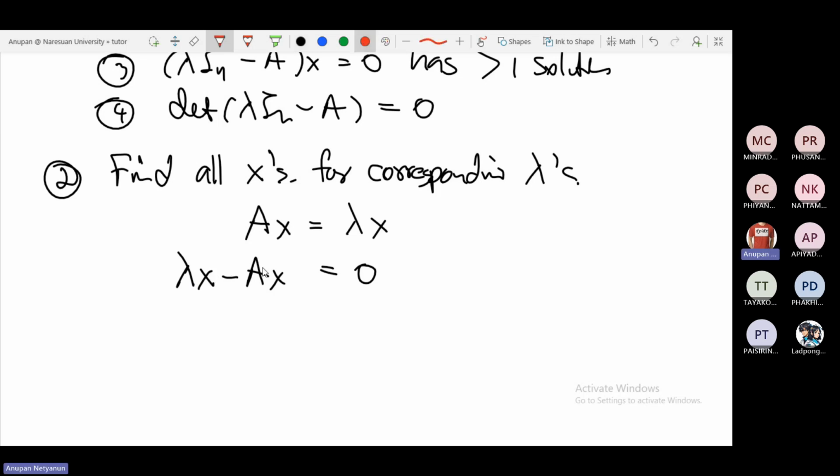if I pull x out from this left side, it's not going to work because you're going to be left with a constant minus a matrix. So I need to add the identity matrix in over here. Okay.